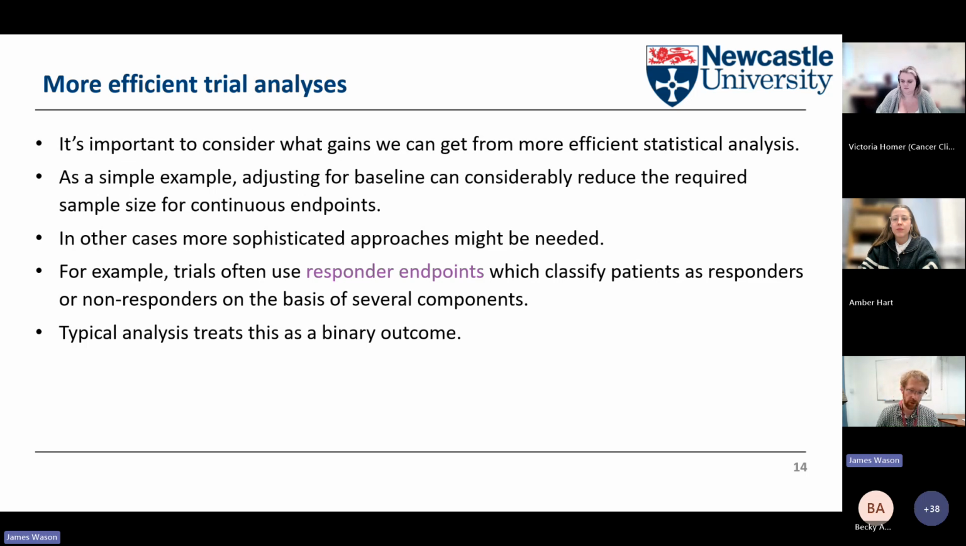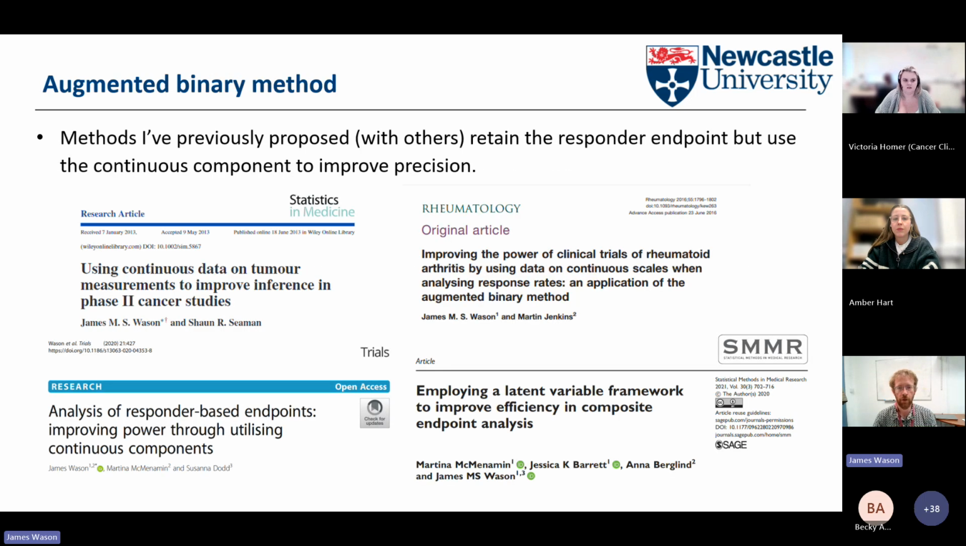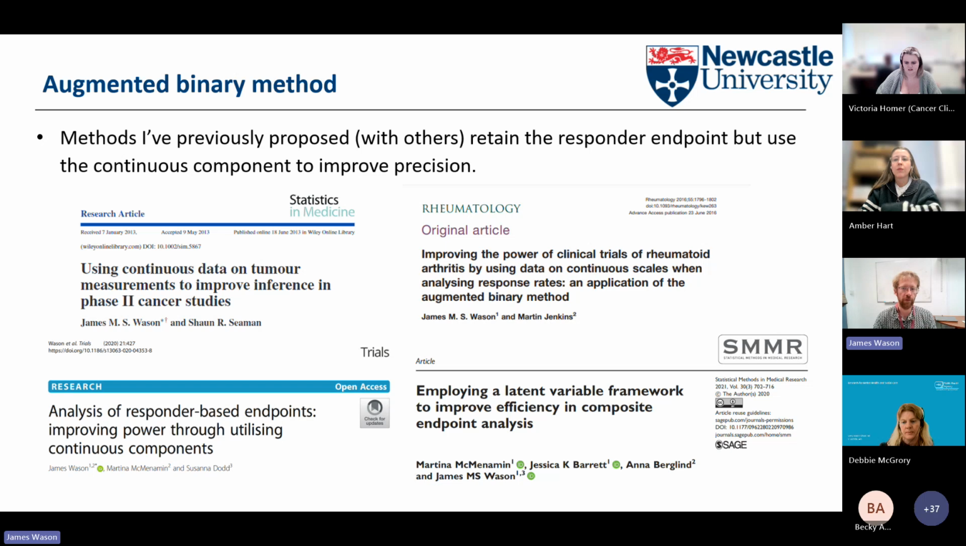So just to give you an example where we use this approach, well, first of all, just to tell you about the approach. This is a method that I've been working on with others over a decade now. We wish to retain the definition of the responder endpoint, so we're interested in the proportion of patients who respond to treatment, but we'd like to analyse it in a more efficient way. That means that we can increase the trial power or alternatively reduce the sample size for the same level of statistical power.